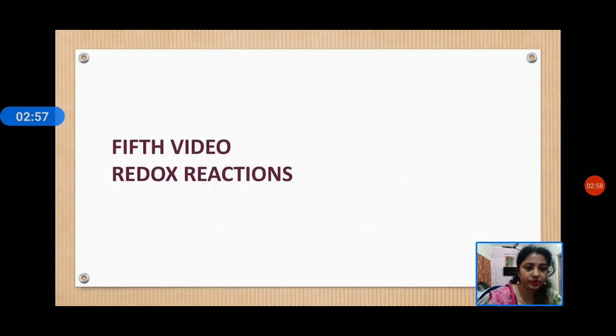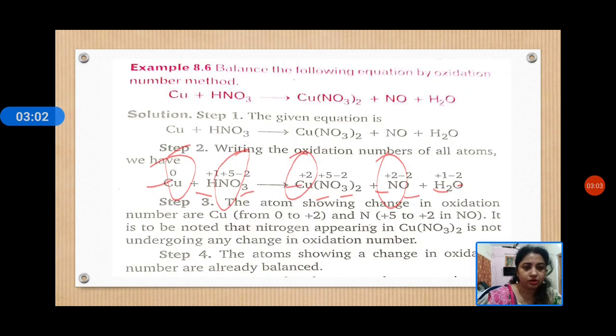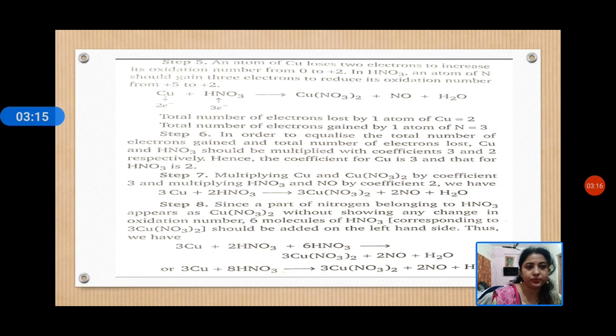Here you can see that copper is one atom, and in the product also one. Nitrogen here is 1, but here is 2. So let's see what we have next. An atom of copper loses 2 electrons to increase the oxidation number from 0 to plus 2. In nitric acid, an atom of nitrogen should gain 3 electrons to reduce the oxidation number from plus 5 to plus 2.